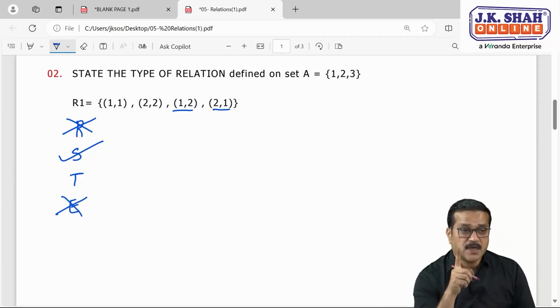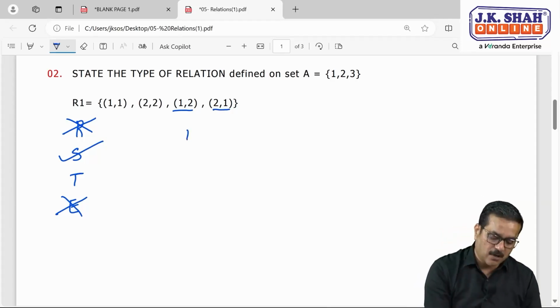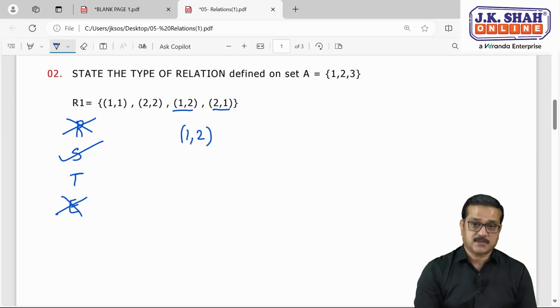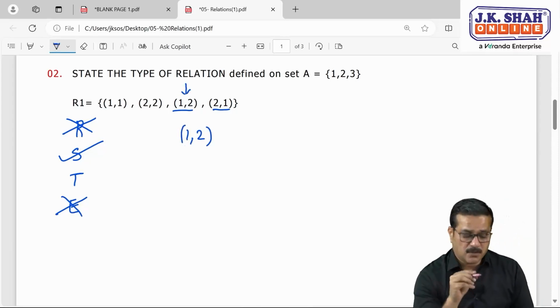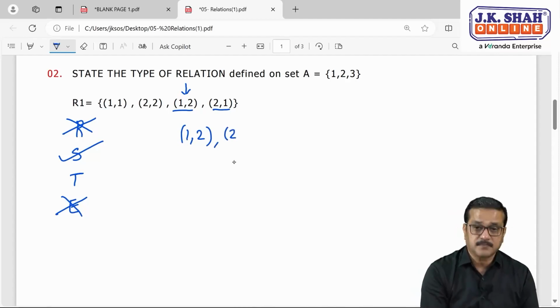Now transitive का test first will start on what? 1,2. Nice. So we are over here. We are testing transitivity on 1,2. We need to attach a pair starting with 2. Immediately next is 2,1. So now the need arises 1,1.